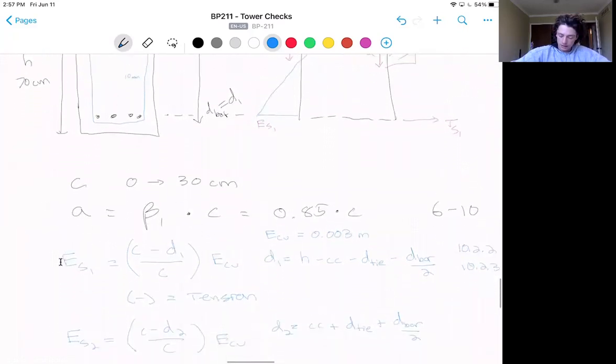ES2 is the same as ES1, except we'll use D2, which is the depth to the top steel, taken as the clear cover plus the diameter of the tie bar plus the diameter of the bar over 2.